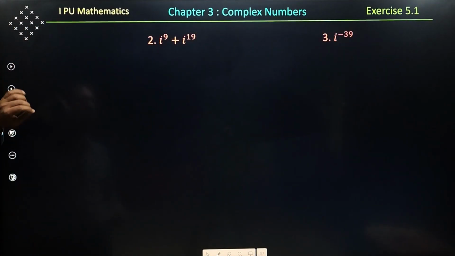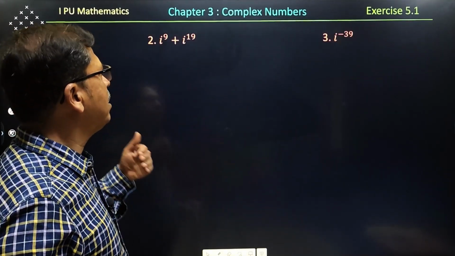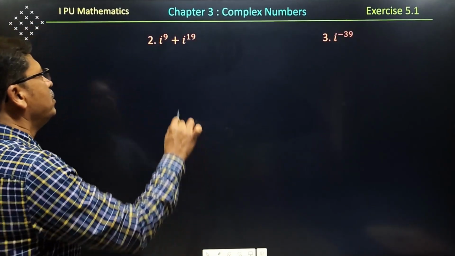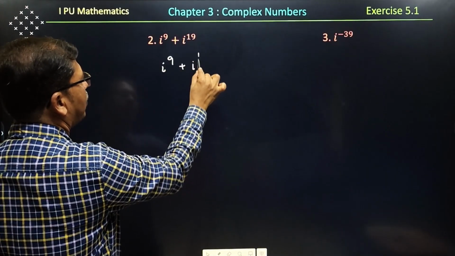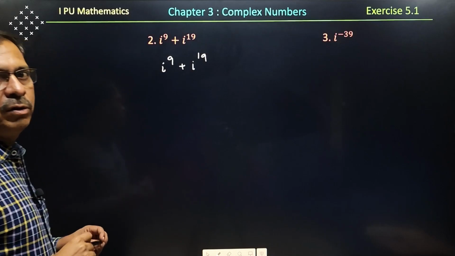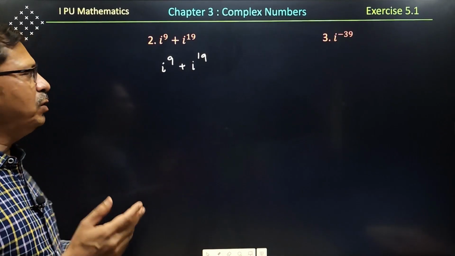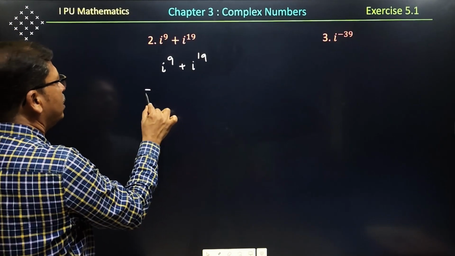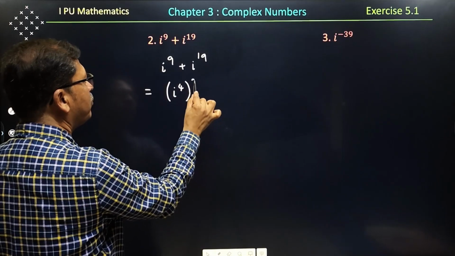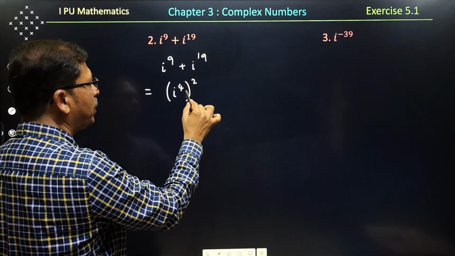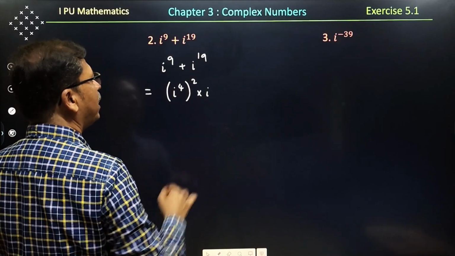Let us move to the next question here. See the second question, i to the power 9 is there, next i to the power 19 is there here. So i to the power 9 plus i to the power 19, I would like to write. Okay. So you know, i to the power 4 value is 1. It is better to take using the indices properties in this manner. i to the power 4 twos are 8, 4 into 2 is 8. It is 9 actually, so you can write it as into i.